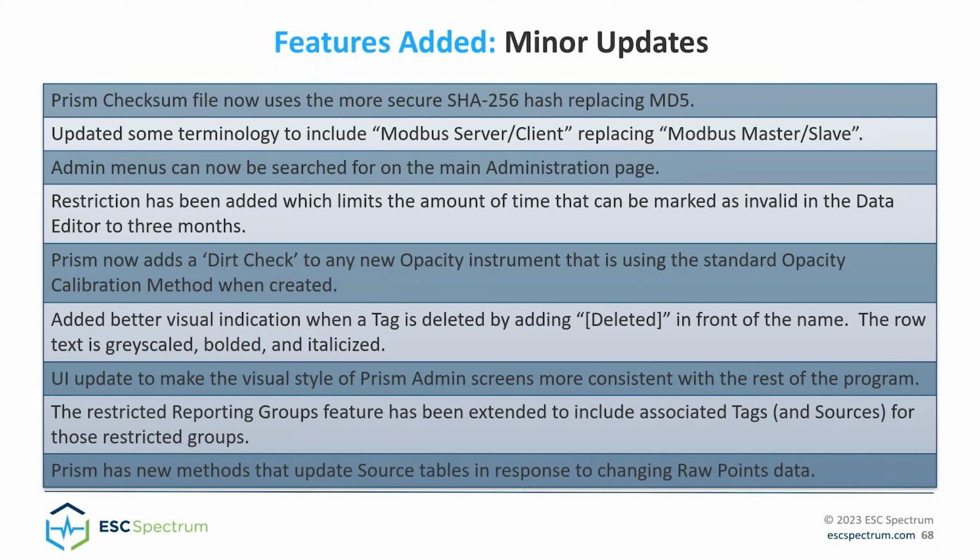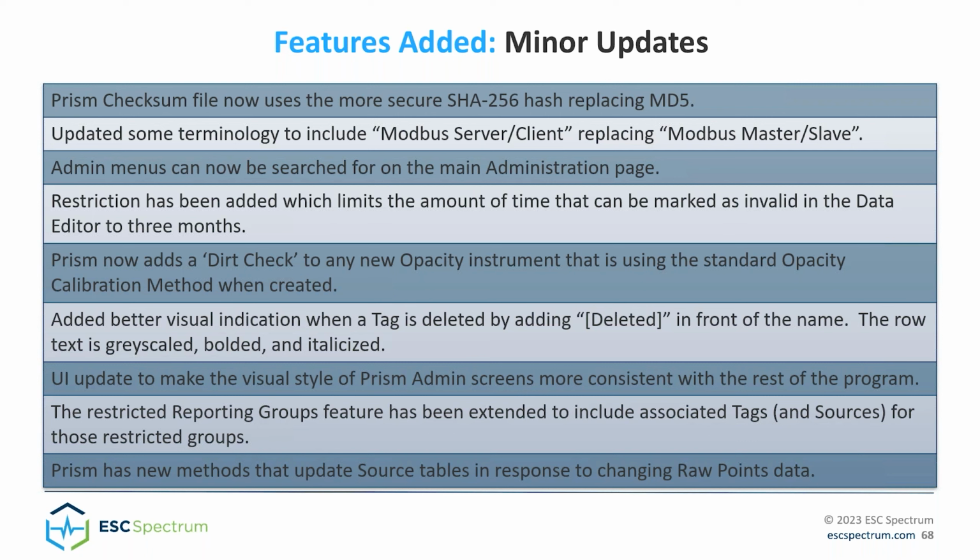Prism adds a dirt check. When you're adding a new opacity instrument, the dirt check is automatically added now when using the standard calibration method. Tags: expired tags now have the deleted moniker in front of them. Also, the row is grayed out, bolded, and italicized. This is just a better visual representation so you can see at a glance which of your tags are expired and which aren't.